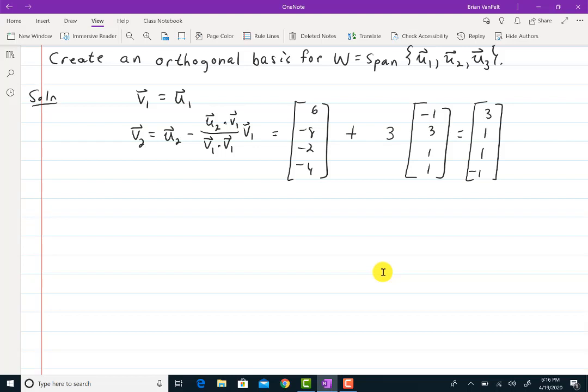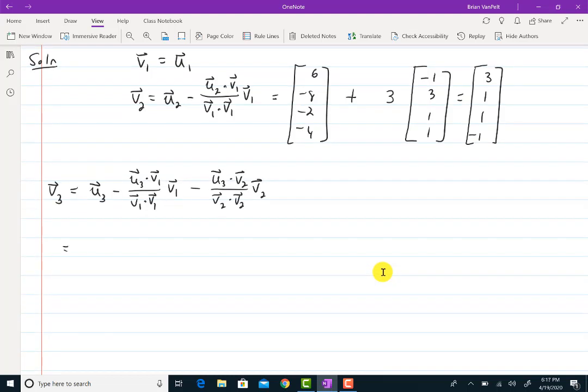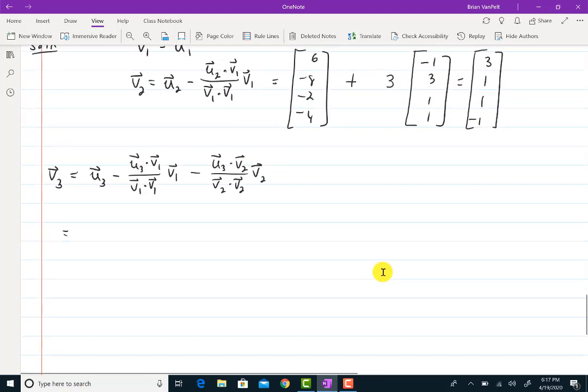I'll give myself lots of space here, V3. That'll be U3 minus U3 dot V1 over V1 dot V1 times V1 minus U3 dot V2 over V2 dot V2 times V2. All right, let's put these numbers in. What's my U3 equal to? 6, 3, 6, negative 3.